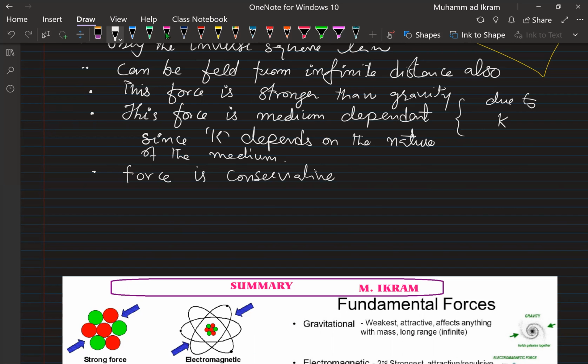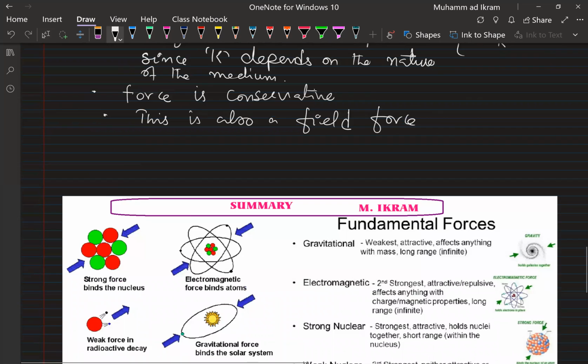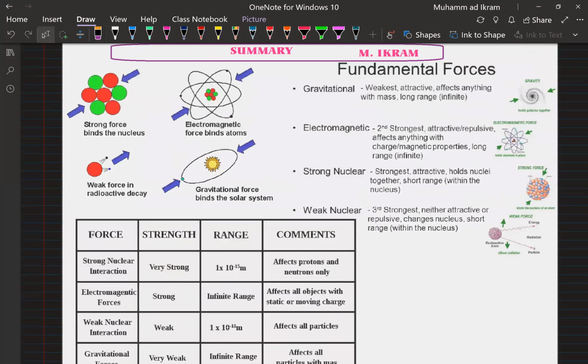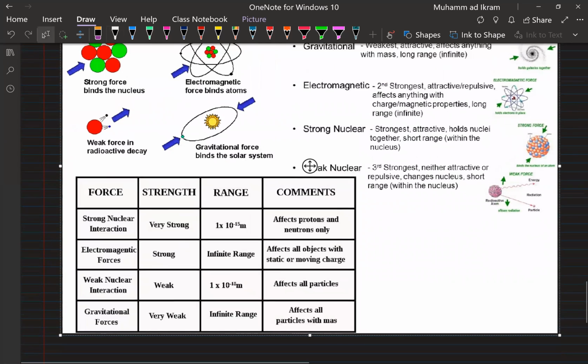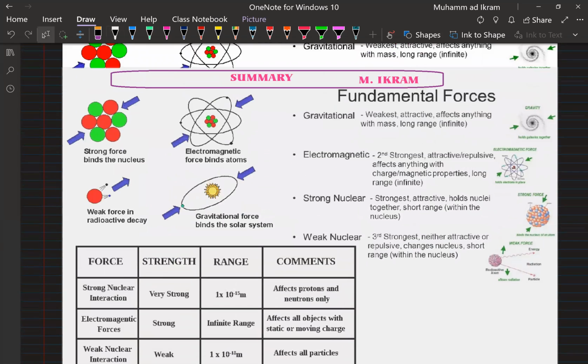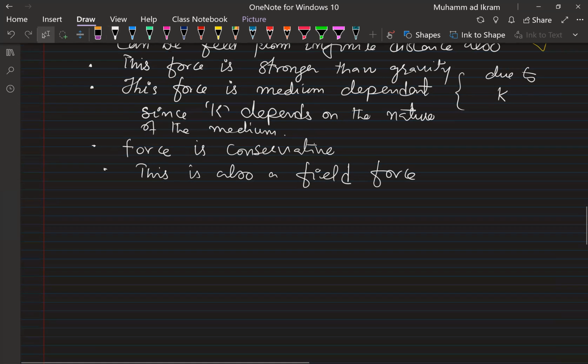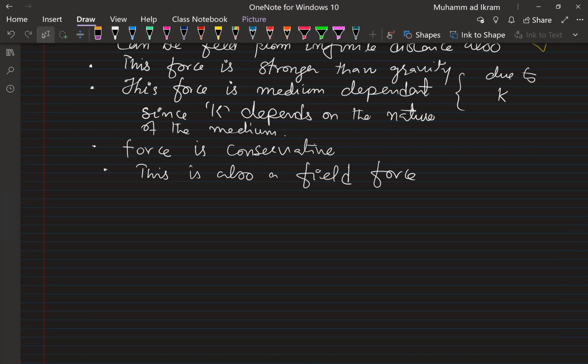Conservative in nature. This is also a field force, and I introduced you to the concept of the field force in the previous one. Let me create some space here. This is what I will be explaining to you in a summary. So that is what it is, a field force, right? This is also a field force.